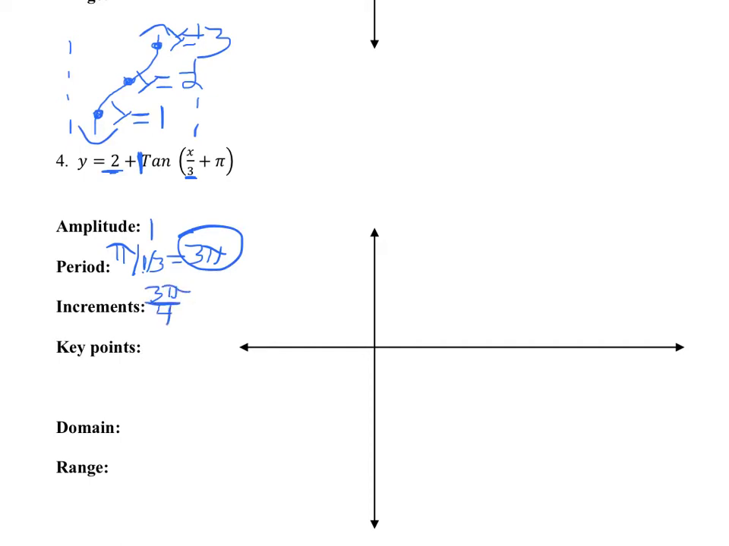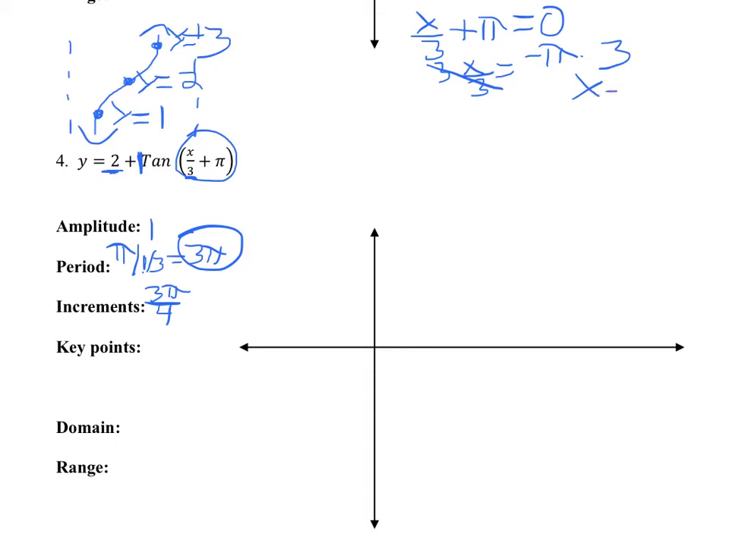Okay, now the key points. I'm not going to start at x equals 0. I have a plus on the inside. So that means I'm going to shift this to the left. So I should start with a negative value for x. So I'm going to take the x over 3 plus pi, and to figure out where it starts, I set it equal to 0. So x over 3 equals, you subtract pi, so it's negative pi. Then I'm going to multiply by 3. So this tells me I start at negative 3 pi.